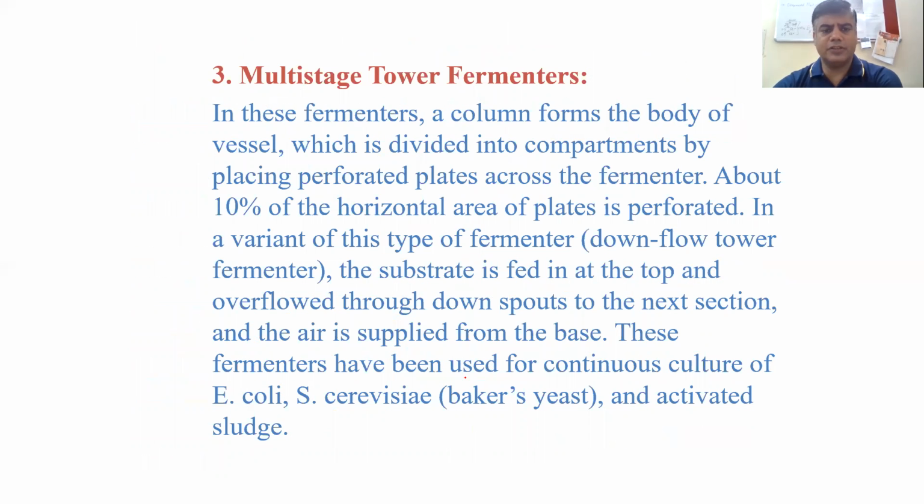Multi-stage fermentation is where the column body of the vessel is divided into different compartments by placing perforated plates across the fermenter. About 10% of the horizontal area of the plates is perforated. In a variant of this type of fermenter, the substrate is fed onto the top and overflows through a downspout to the next section, and the air is supplied from the base. This has been used for continuous culture of E. coli, Saccharomyces cerevisiae or baker's yeast, and activated sludge.